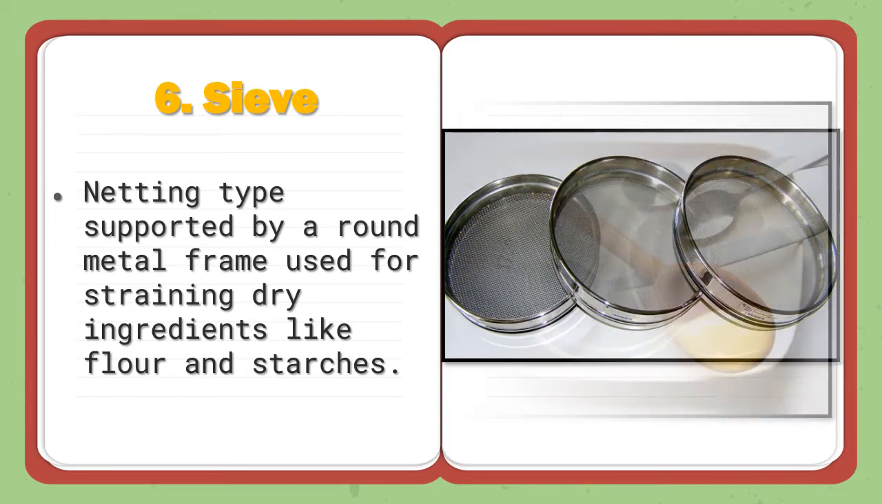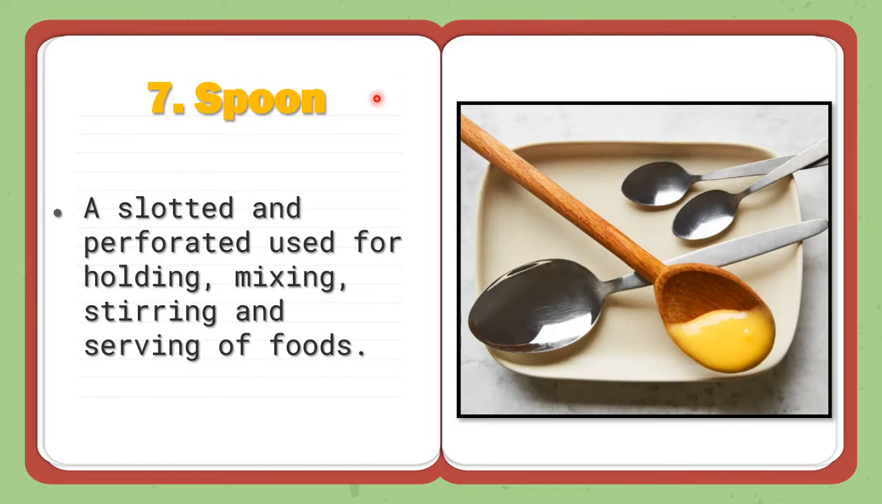Next, number 7 is spoon. I know, class, that you are very familiar with this tool. It is slotted and perforated, used for holding, mixing, stirring, and serving of foods. So this can be made with stainless steel, wooden, or plastic.